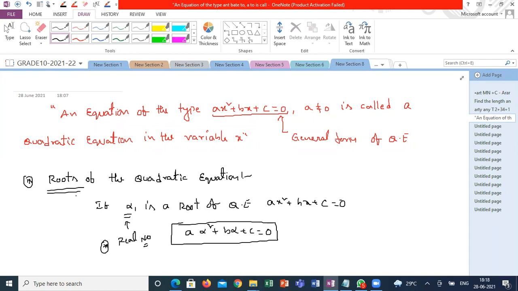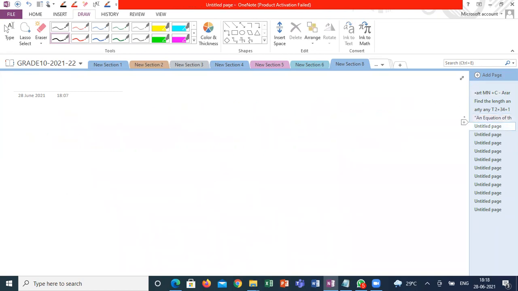Yes, sir. Now, the first step is verification of whether the given number is a root of the given quadratic equation or not. Suppose I'm asking: is 3 a root of the quadratic equation x square minus 7x plus 12 is equal to 0?